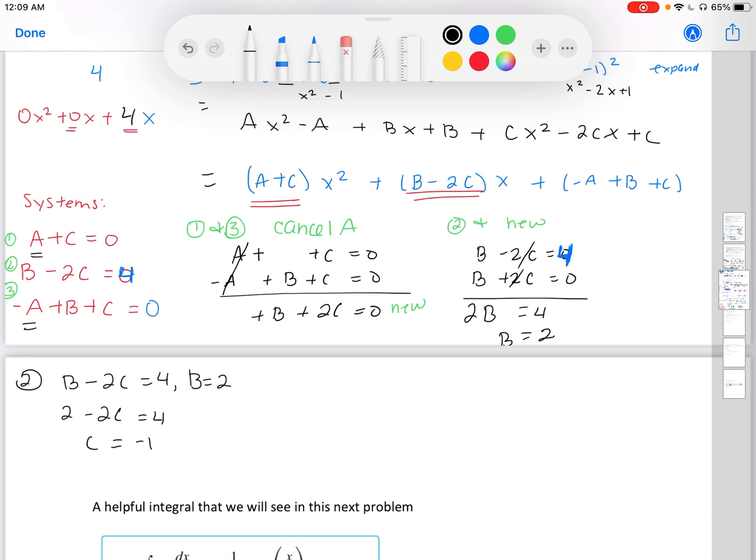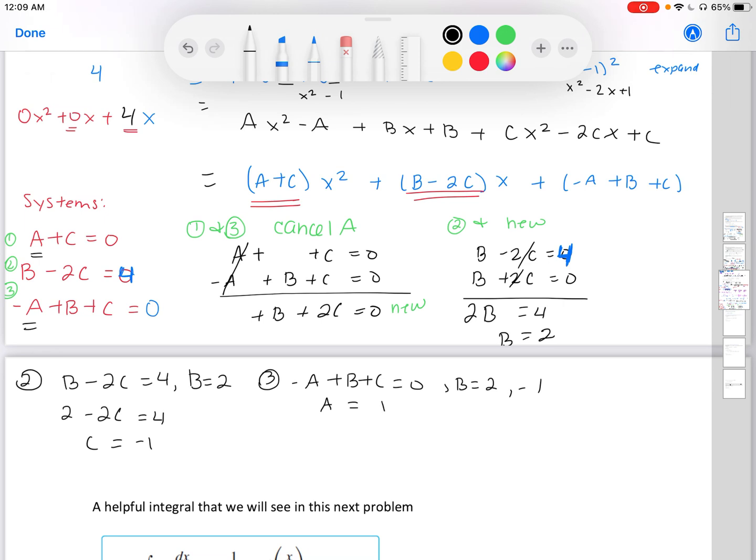We can go ahead and take equation 3. Negative a plus b plus c equals 0, since we now know that b is equal to 2 and c is equal to negative 1. And so we're left with a is equal to 1.